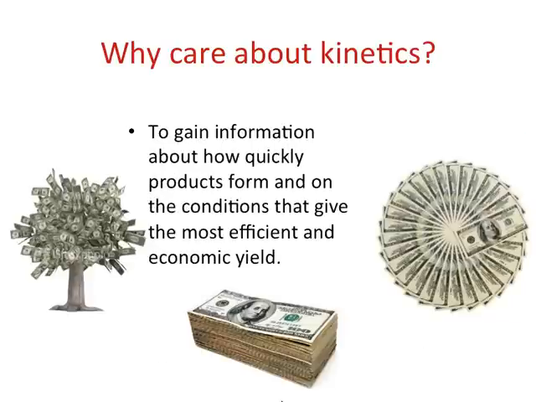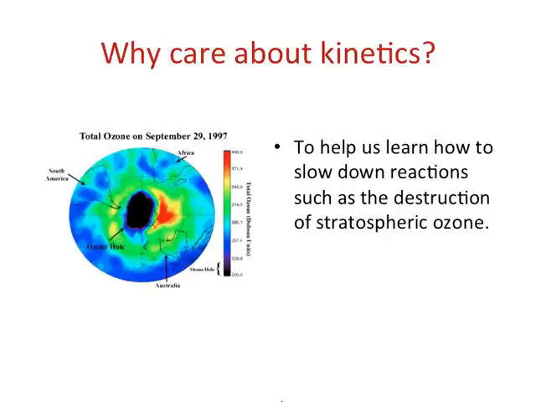In industry, chemical processing plants want to make products as quickly as they can, and they want conditions that are efficient and have the best economic yield. Kinetics tells us a lot about that. How quickly can we make something? It also helps us learn how to slow down reactions, such as the destruction of the ozone layer and our milk spoiling.